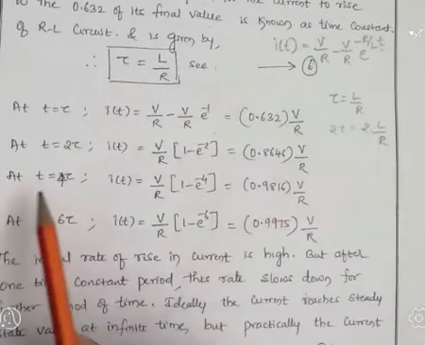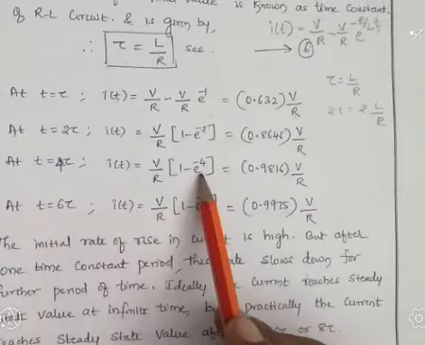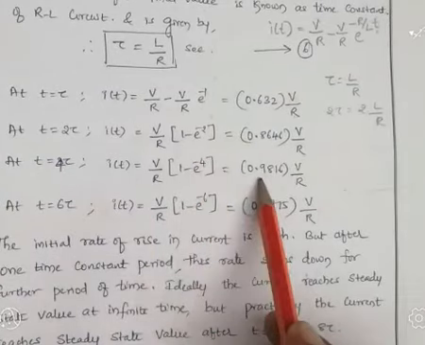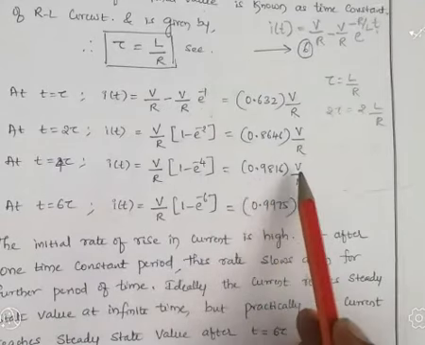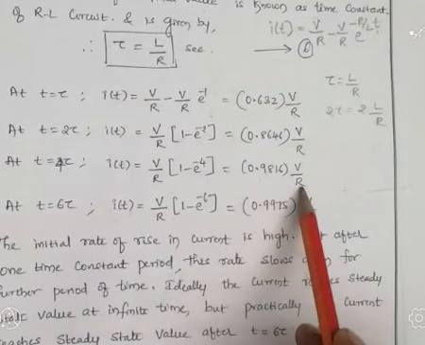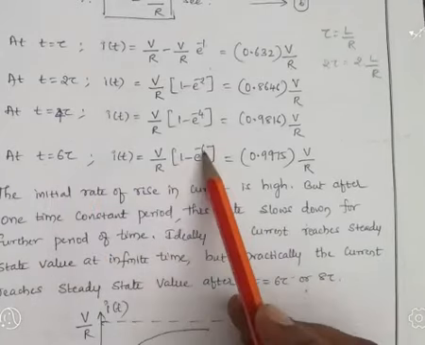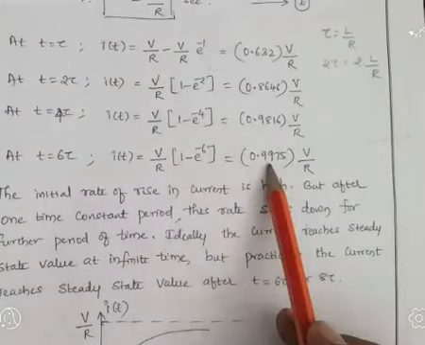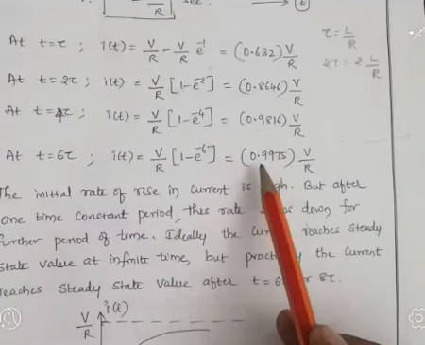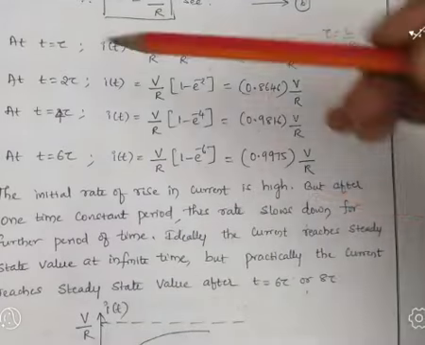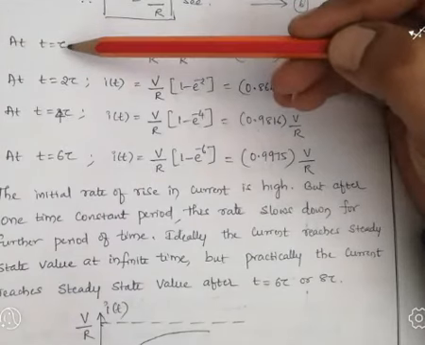Next, t equal to 4 tau, we are getting e to the power minus 4. 1 minus e to the power minus 4, we will get 0.9816 V by R. Similarly, t equal to 6 tau, we will get 1 minus e to the power minus 6. Simplify this term, we will get 0.9975 V by R. So from these calculations, observe here, we increase the value of t.